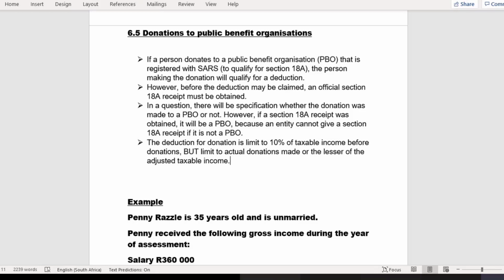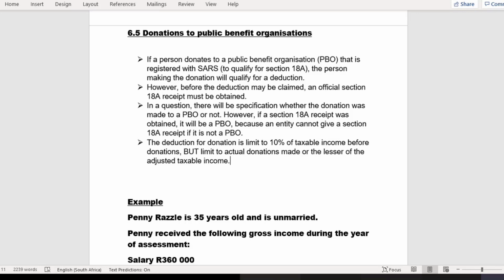However, before the deduction can be claimed, an official Section 18A receipt must be obtained. So that means that when the donation is made, the Section 18A receipt must be obtained, just to ensure that you're making a donation towards a public benefit organization. In a question, there will be some specification as to whether the donation was made to a PBO or not. However, if a Section 18A receipt was obtained, it will be a PBO, because an entity cannot be given a Section 18A receipt if it is not a PBO.